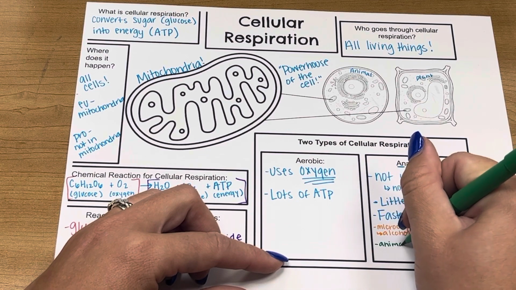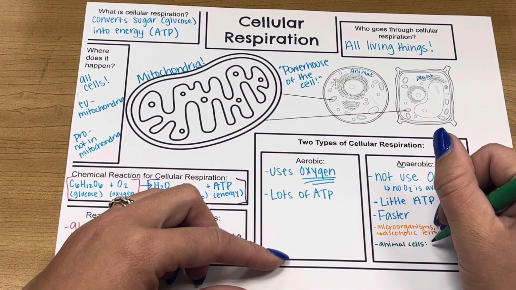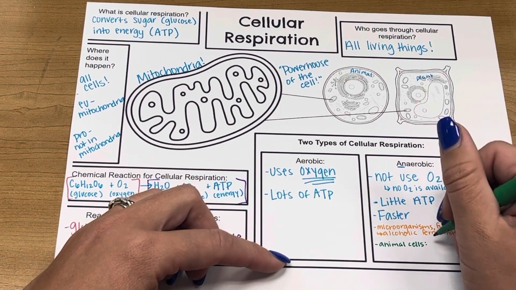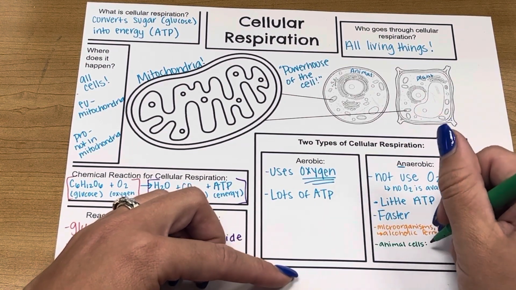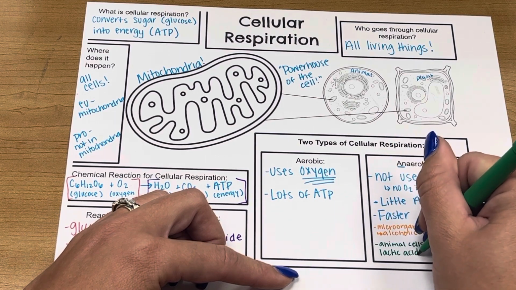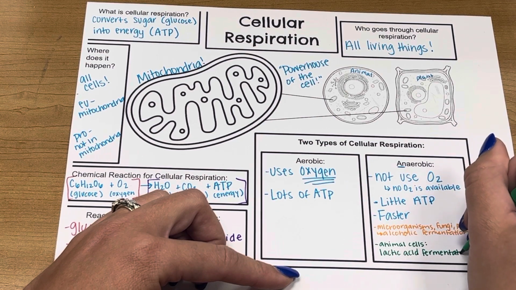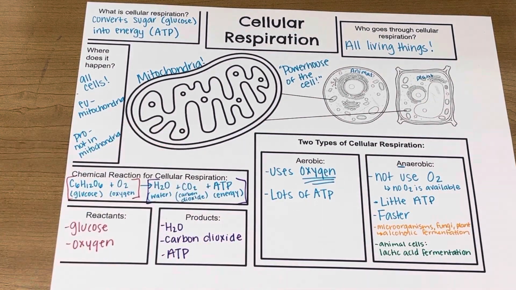Now, the other type of anaerobic respiration is what happens in animal cells. All right, so animal cells go through a type of anaerobic respiration, no oxygen, little ATP. It's a lot faster though, called lactic acid fermentation. And lactic acid fermentation you may have heard of before.